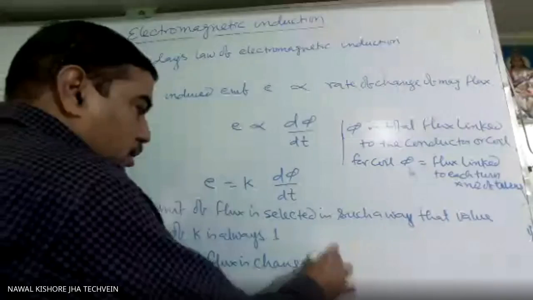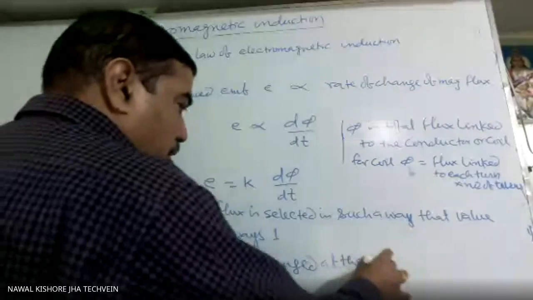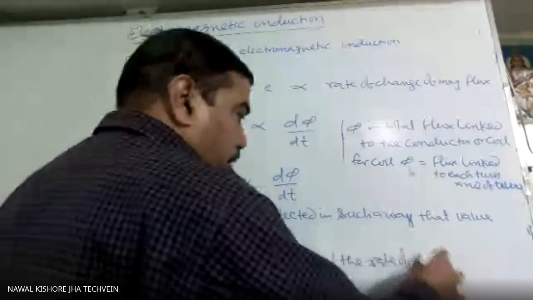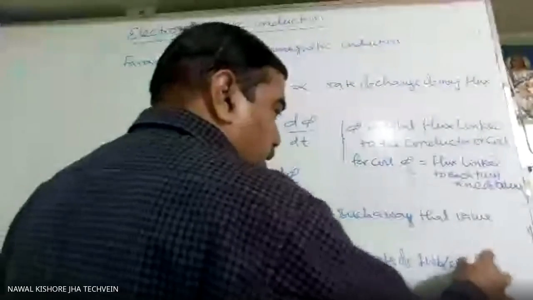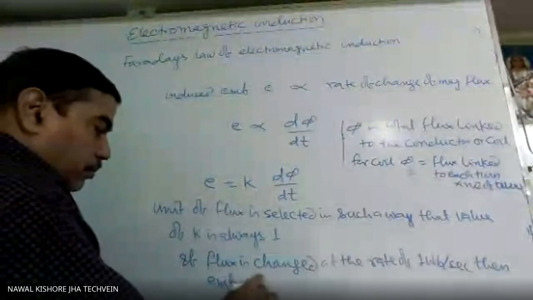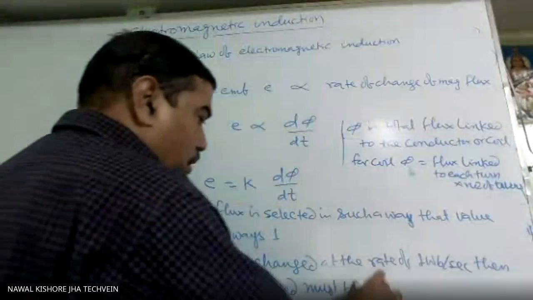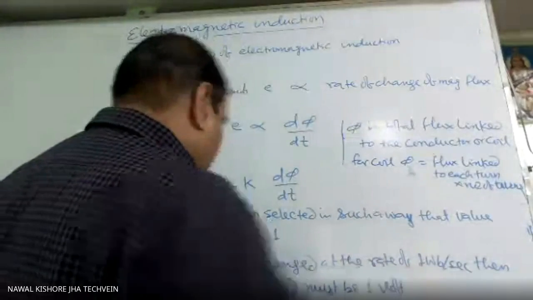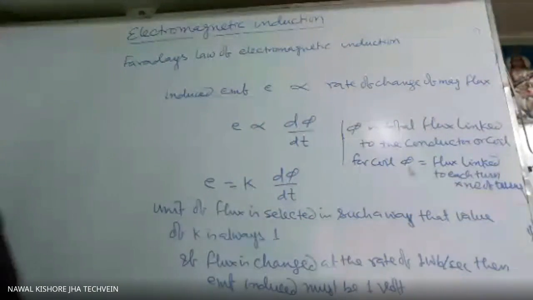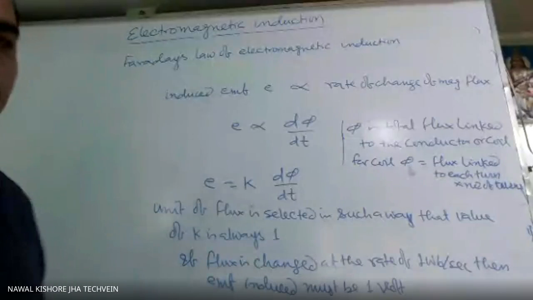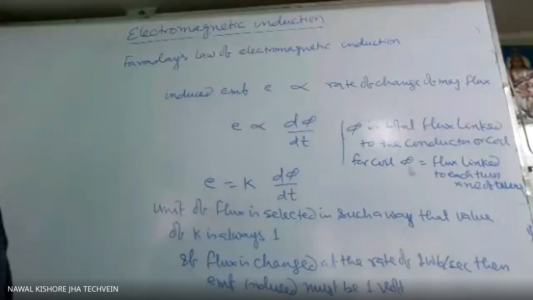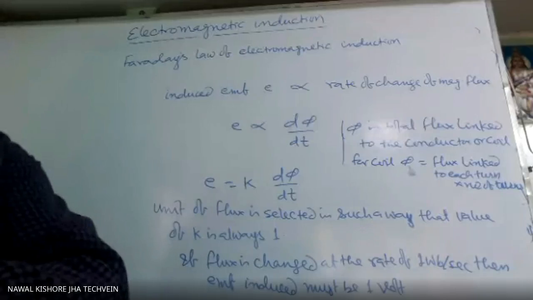If flux is changed at the rate of 1 Weber per second, then the EMF induced must be 1 volt. That is the meaning of why we are selecting the unit Weber in such a way. In order to induce an EMF of 1 volt in 1 second, whatever flux change is taking place, that we will say is Weber.